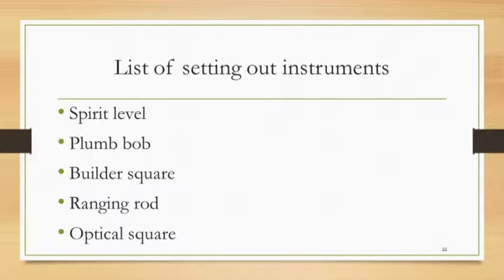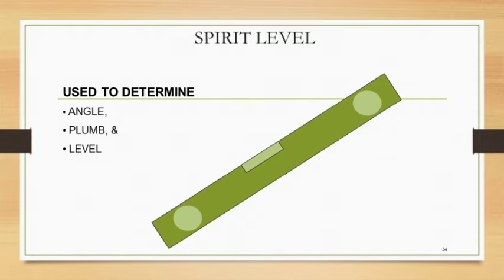So the first instrument is going to be the spirit level. The second one is going to be the plumb bob. Then the third one is going to be your builder square. And then you have your ranging rods. Then you have your optical square. So I just want to look at each and every one of them specifically in a short period of time. Then you have your spirit level. The spirit level normally is going to be used to determine the following things, even though most of the builders don't use it for that specific reason.